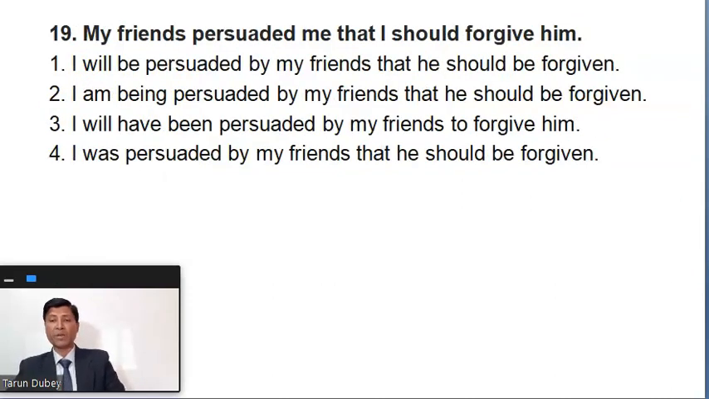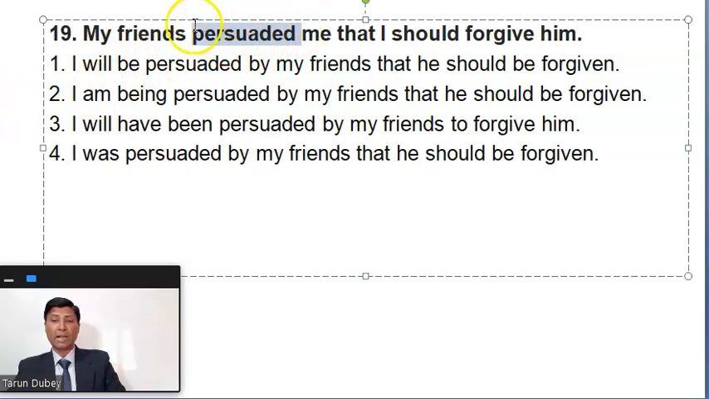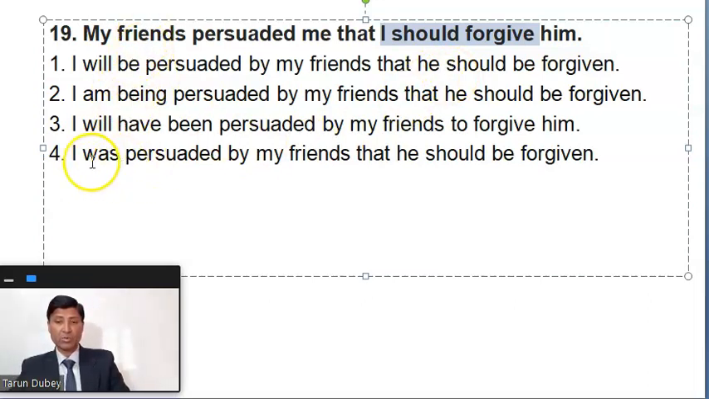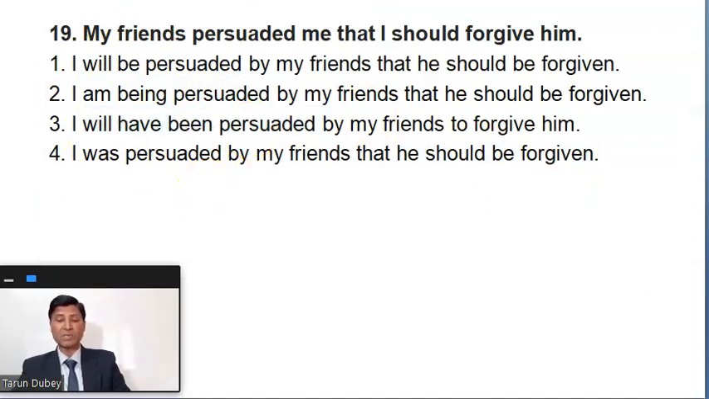Now look at question number 19. My friends persuaded me that I should forgive him. So here the keywords are persuaded and should forgive. There are 2. If we change persuaded, this is simple past, so was persuaded, and should forgive should be forgiven. So let us see was persuaded first. This is was persuaded, and should be forgiven. Yes. Will be persuaded? No. Am being persuaded? No. Will have been persuaded? No. So my correct answer is 4.